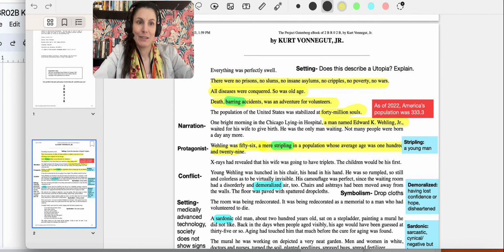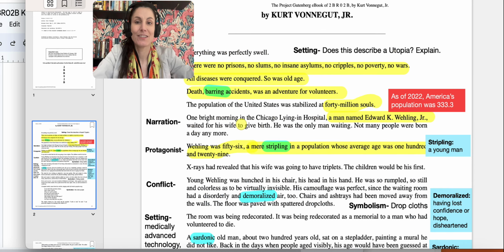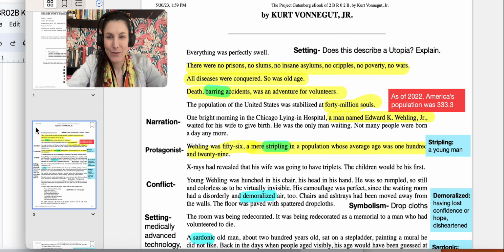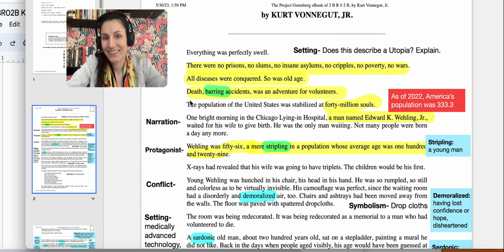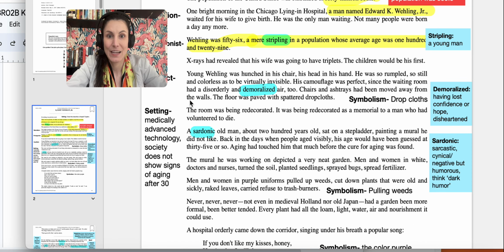So we will summarize the structure of To Be or Not to Be by Kurt Vonnegut. First things first, we want to identify our exposition. The exposition is going to tell us that we are in a dystopia or a utopia, because there is no old age, everyone's immortal, no poverty, no wars. All right, that's important. Then we meet our protagonist and our setting, the Chicago Lying-in Hospital.